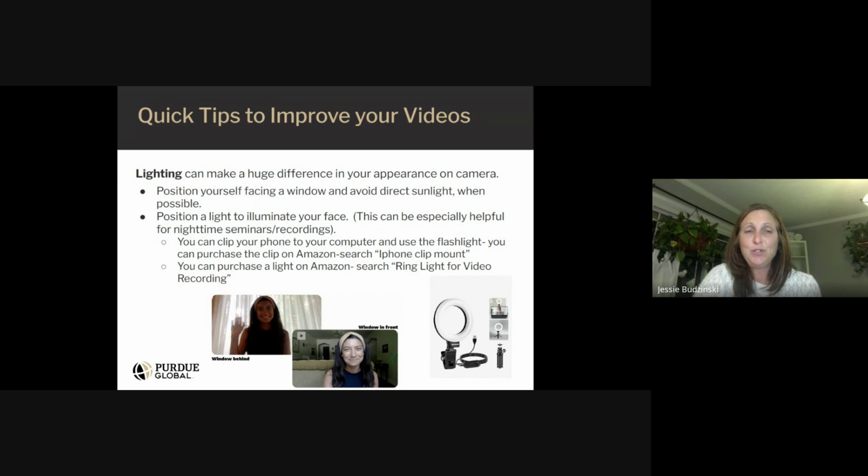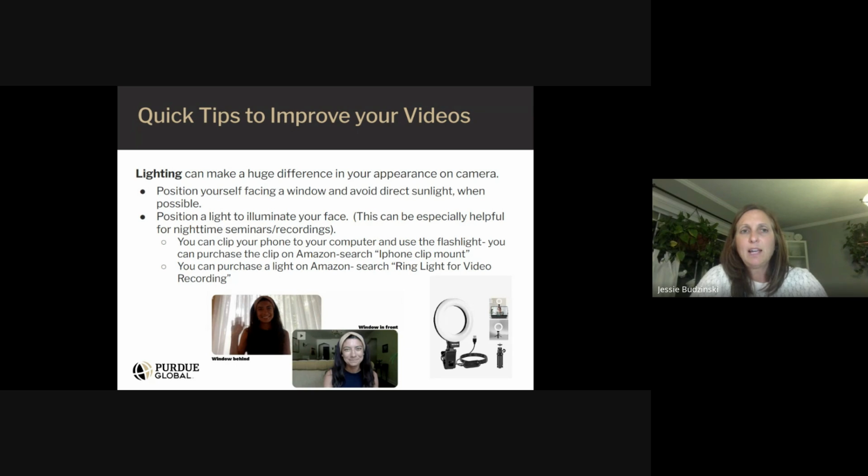Lighting is huge. It can make a huge difference when you're doing video recordings, or if you're on camera in Zoom. So these are just some tips: if it's during the day, position yourself facing a window instead of having it behind you. If it's behind you, as you can see in these images, the light is what you're seeing instead of your face. If the light's in front of you, it's going to be a much brighter image. And again, you're going to be the focus of the video.